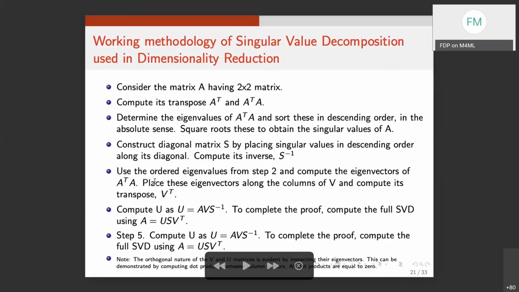Now you construct a diagonal matrix S by placing these singular values in descending order along the diagonal. So that will be used to compute S inverse, right? Now use the ordered eigenvalues, whatever we have obtained from step 2, and compute the eigenvectors. These eigenvectors are along the columns of B, and we compute B transpose. Then we compute U is equal to A B S inverse. To complete the proof, we use the SVD full form, right? So again, we compute A is equal to U S V transpose, right?